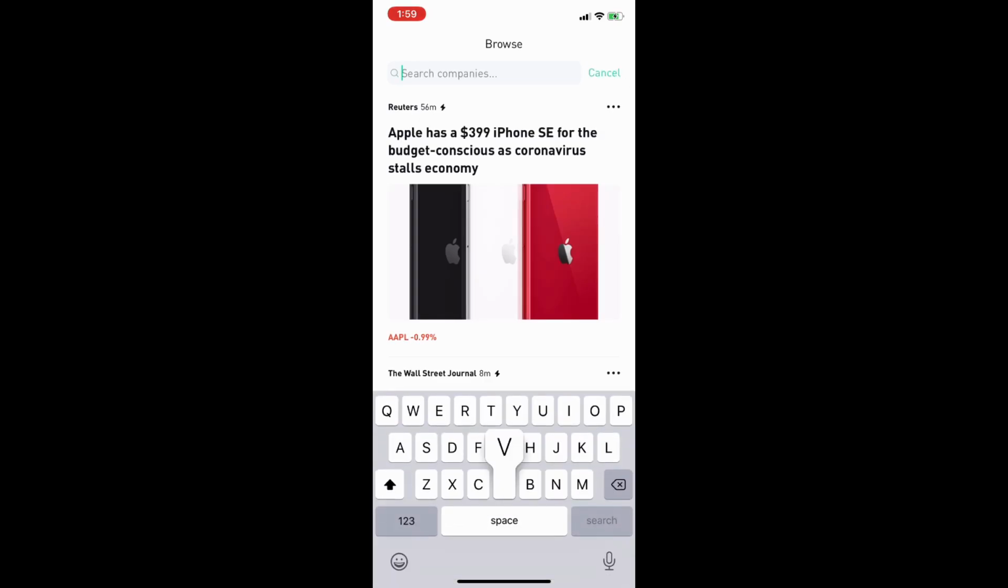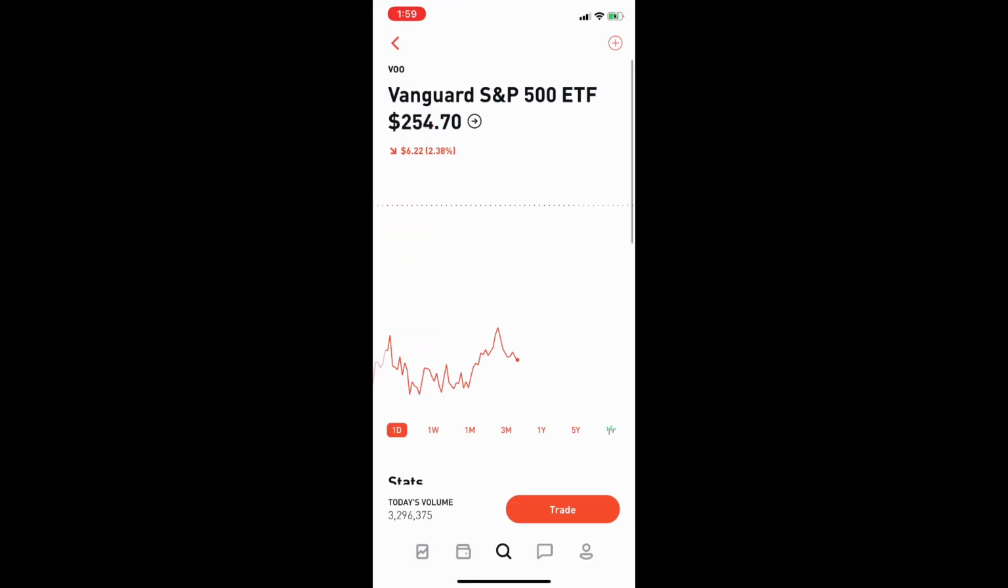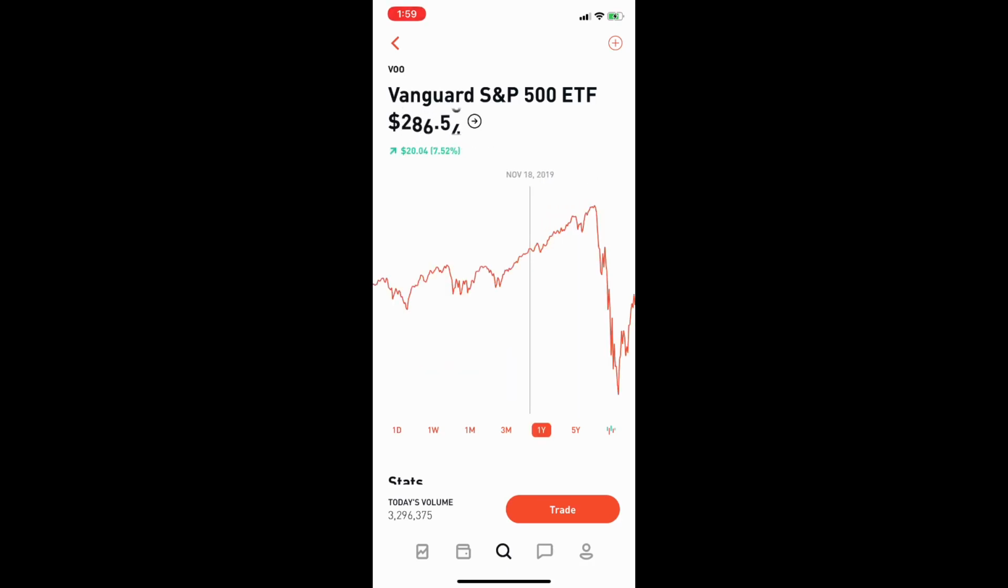So Vanguard is a popular brokerage, and luckily you can buy their ETFs through Robinhood. So say I wanted to buy into the S&P 500 Vanguard ETF, which its ticker name is VOO. You can see where it has been in the past year and the upward trajectory it was on and where it is now. So if you wanted to diversify yourself and buy the entire S&P 500 or a kind of conglomeration of it, you would buy the VOO ETF.